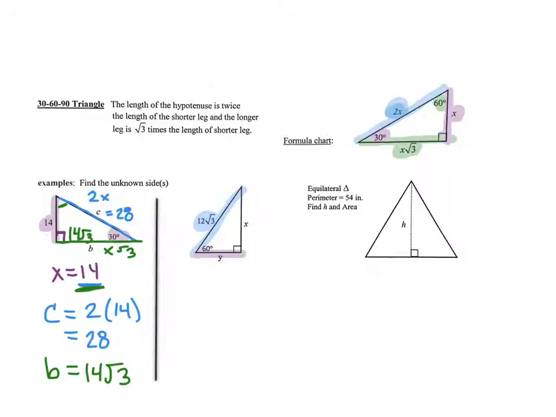So if 2x equals 12 square root of 3, then to solve, we have to divide both sides by 2 to get the x by itself. The 2's will cancel out, leaving us with x equals, and 12 over 2 reduces to 6 square root of 3. So our short leg, which is represented by the y, I know the letters get confusing, is 6 square root of 3.